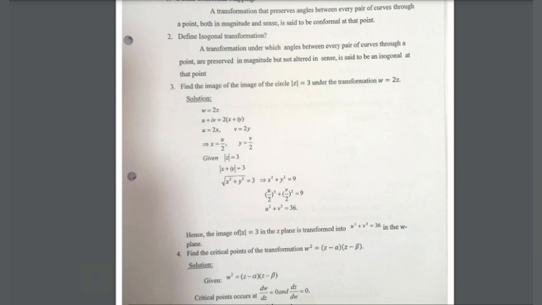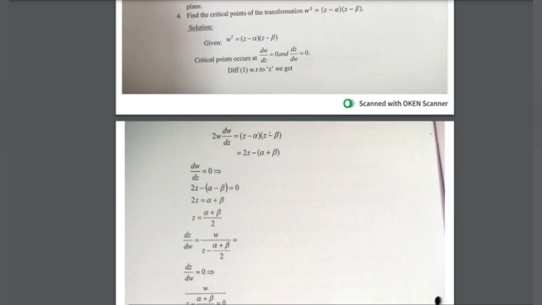Find the critical points of the transformation w square equal to z minus alpha, z minus beta. To find the critical points, we differentiate w with respect to z and set it to 0, and differentiate z with respect to w. These are the two conditions which will satisfy the critical points. Now I am going to differentiate equation 1 with respect to z. Differentiating, I get 2w dw by dz equal to z minus alpha into z minus beta. So multiplying inside, I get 2z minus alpha plus beta.